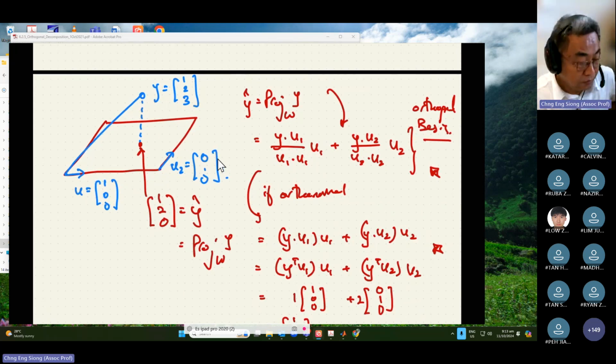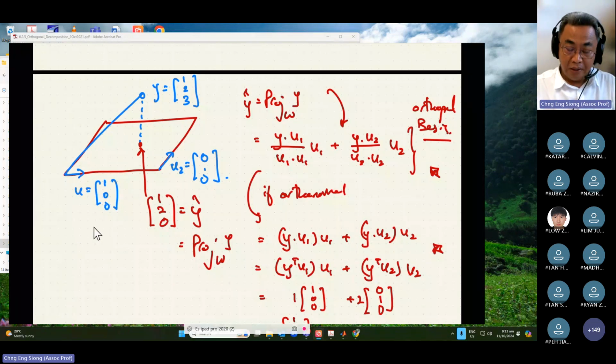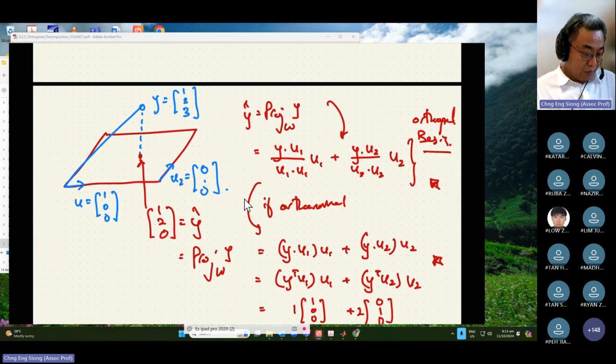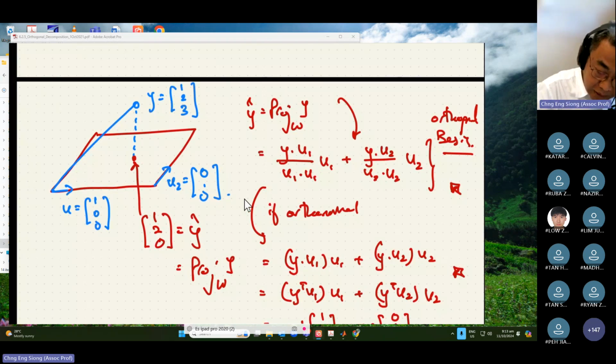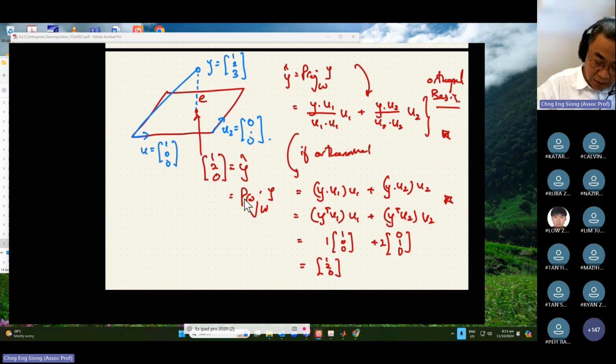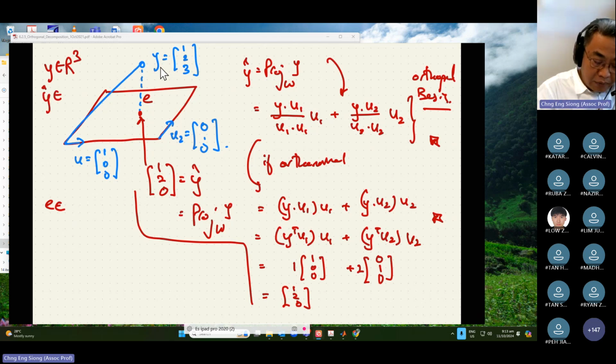Okay, clear? So in the last 40 minutes, we have done the first two things. All right, let's have something abstract now. What is e? Y belongs to R3. Y hat is also an element of R3, but in a subspace. What does e belong to?